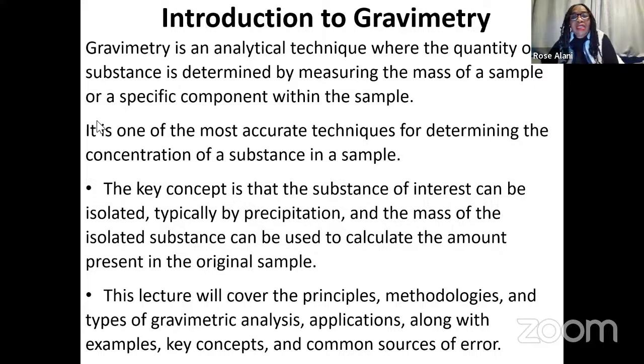The key concept is that the substance of interest can be isolated by precipitation, and the mass of the isolated substance can be used to calculate the amount of that substance present in the original sample. In the lecture here under gravimetry, we'll be looking at the principles, methodologies, the different types of gravimetric analysis, and the applications of gravimetry. Also, we'll look at some examples, and then the key concepts of gravimetry and the common sources of error.